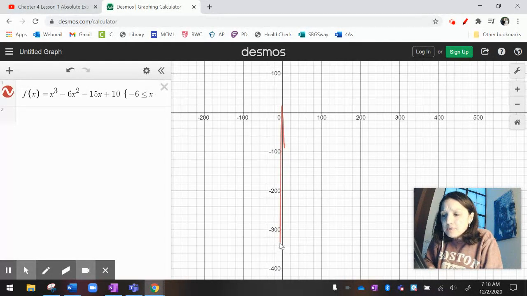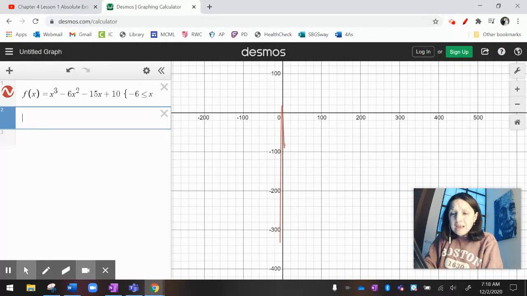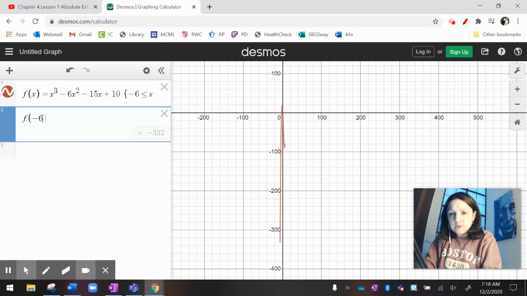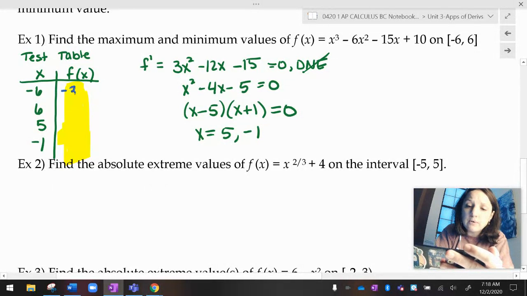And it looks like my absolute min is going to be on the left endpoint, and my absolute max is going to be at one of my critical points. Okay, so now that I can see it, that's a little bit helpful. And now I just want to evaluate this at -6, 6, 5, and -1. So f of -6 is -332. Let me write that down, -332.